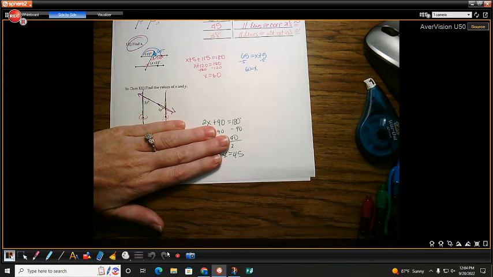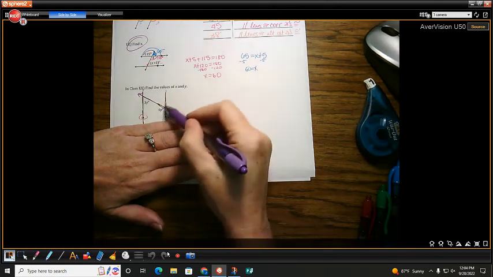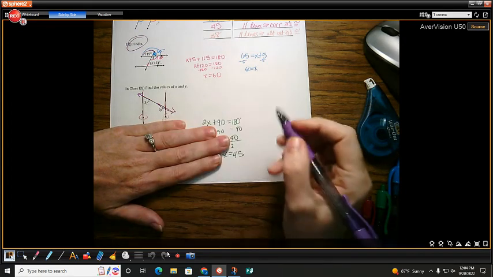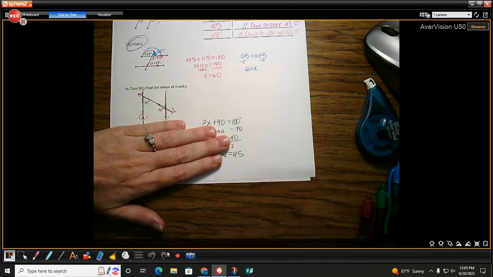What's a relationship I could use? 3y and 6y are supplementary here. How do you know that? Because the parallel and the... They're on the same transversal. And how are they related? They're consecutive interior. And if they're same side interior and parallel lines, then they will be supplementary.